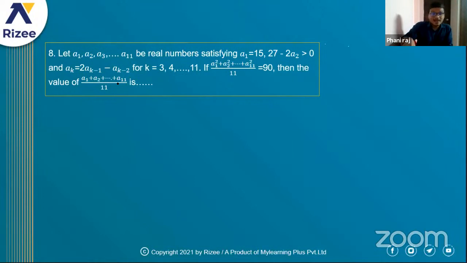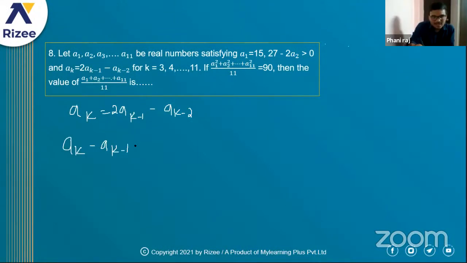As I already told you, we already have another case. They never give it directly. Even if they don't, they'll give some hint alluding to it. Now what is the hint here? They said ak equal to 2 times ak minus 1 minus ak minus 2. Now this is the same as saying ak minus ak minus 1 equal to ak minus 1 minus ak minus 2. This is true for all k. That means this is an arithmetic progression. So they did not directly give that a1, a2, up to a11 are in arithmetic progression, but they have given it via this relation.